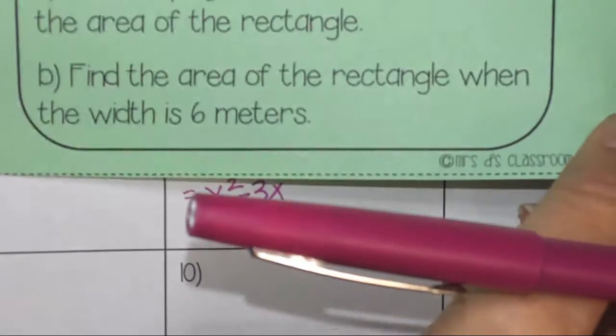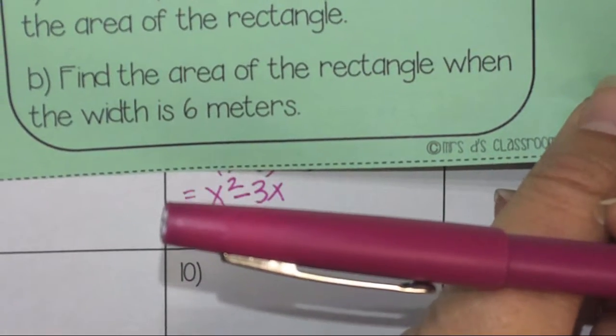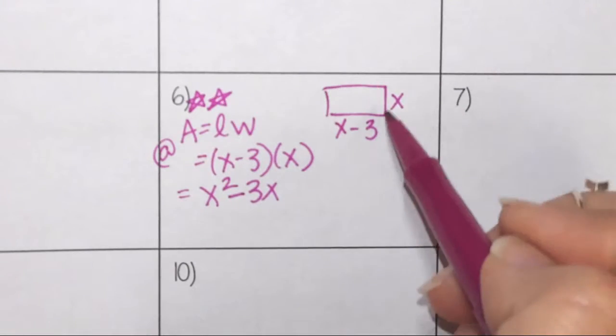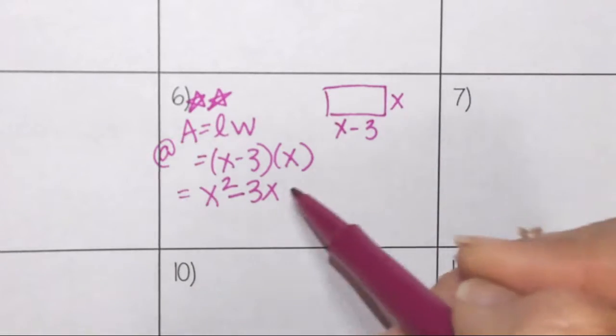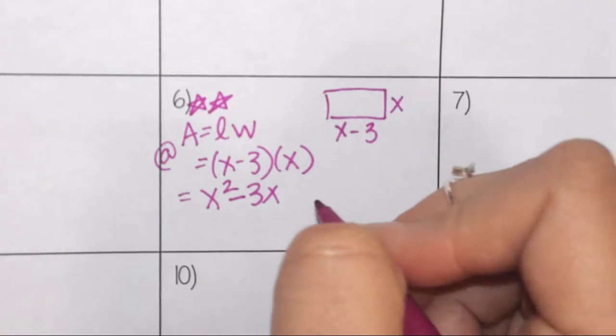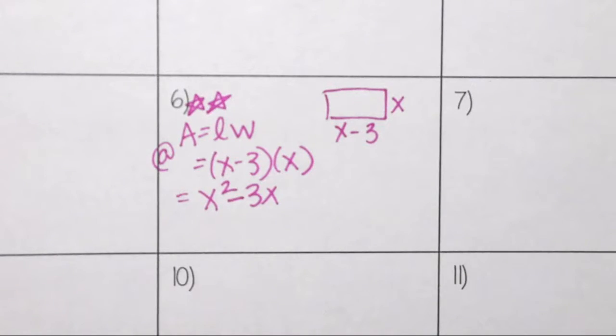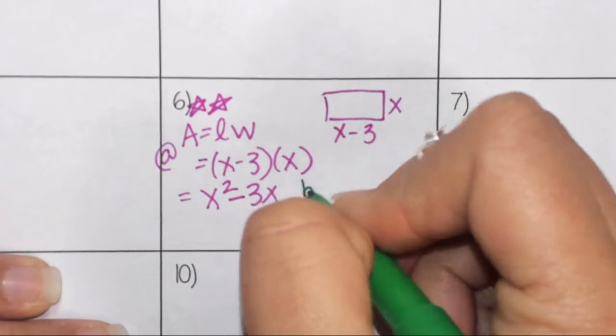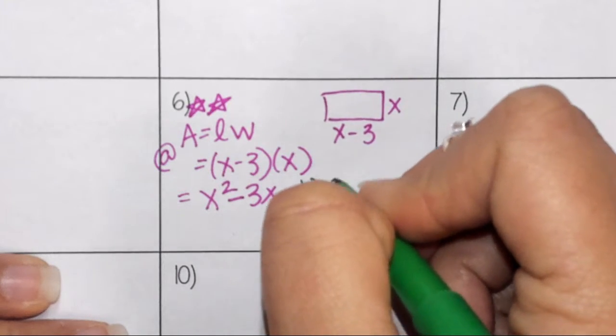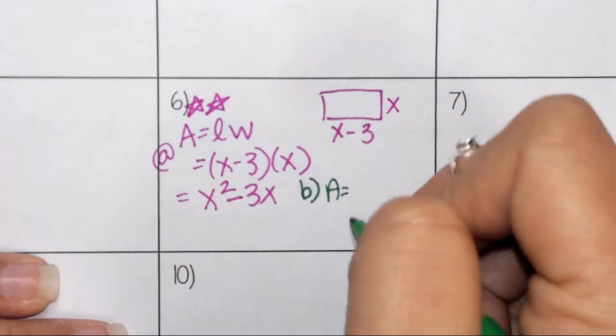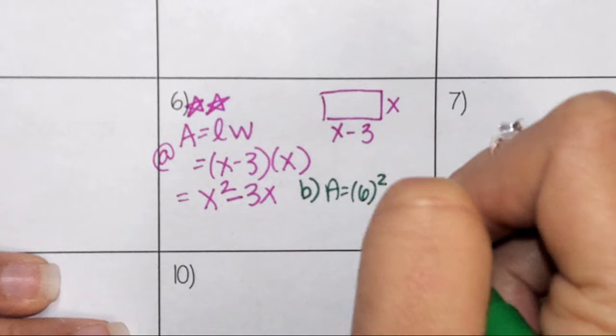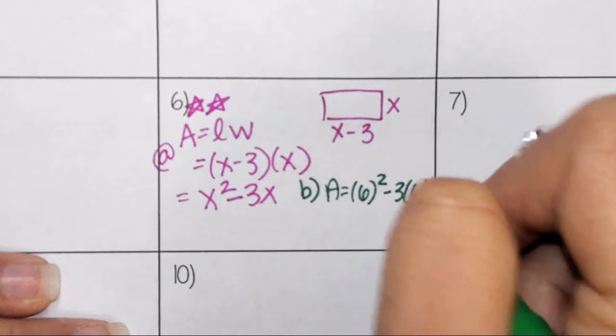Okay, now B says find the area of the rectangle when the width is 6 meters. So width is X, right? What am I going to plug in for X? 6, because that's what it just said, to find it when it's 6 meters. So I'm going to write area equals 6 squared minus 3 times 6.